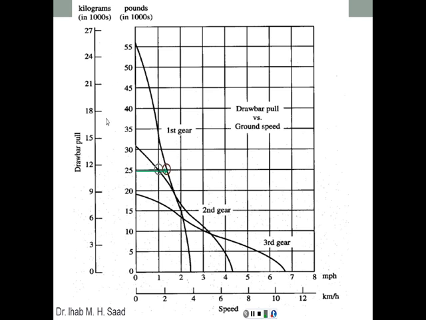So knowing the drawbar pull, here for example, 25,000 pounds, we go horizontally, and it is going to intersect with two different gears. So under the first gear, with that 25,000 pounds of available drawbar pull, we're going to have about 1.4 miles per hour, and under the second gear, we're going to have only about 1 mile per hour.